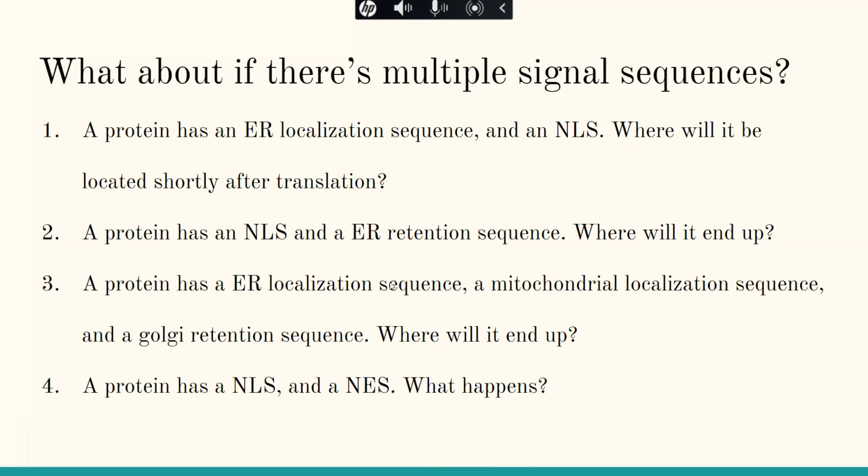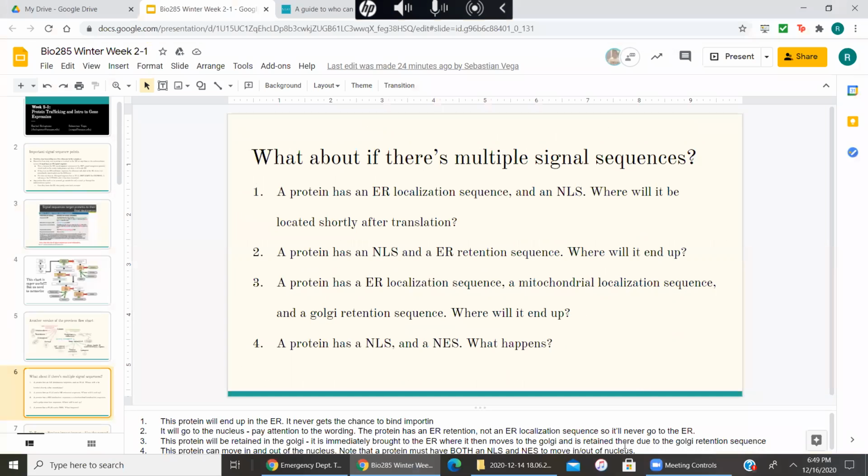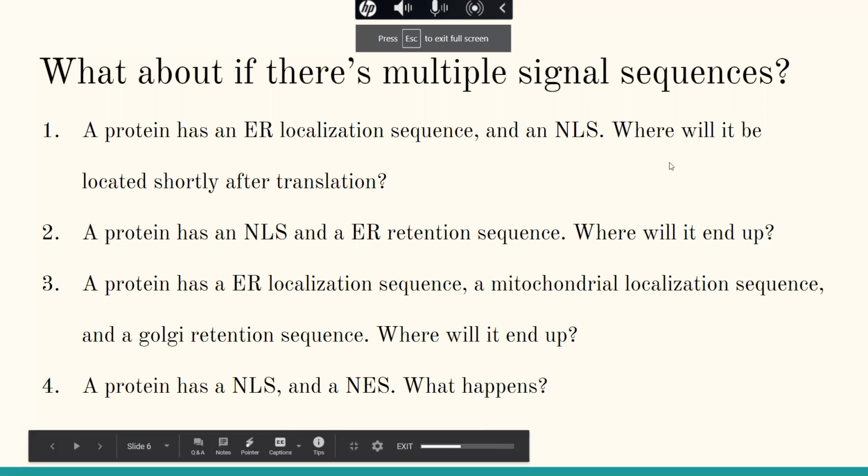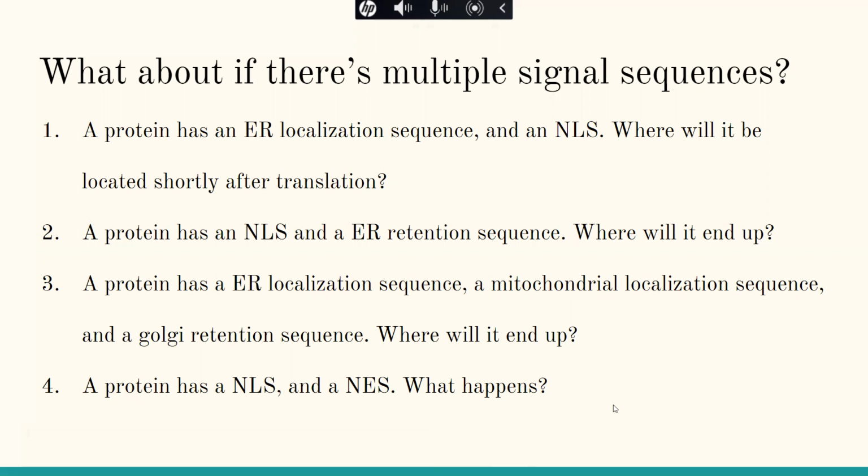Because you have this ER localization, it'll go through the endomembrane. The mitochondrial localization sequence is, hold on. Why is it not the mitochondria again, Sebastian? It's because it's after translation, right? Right. It comes after the ER localization sequence. So the ER localization sequence is the first localization sequence. If it doesn't have an ER localization sequence, it might have a mitochondrial localization sequence or an NLS or something.